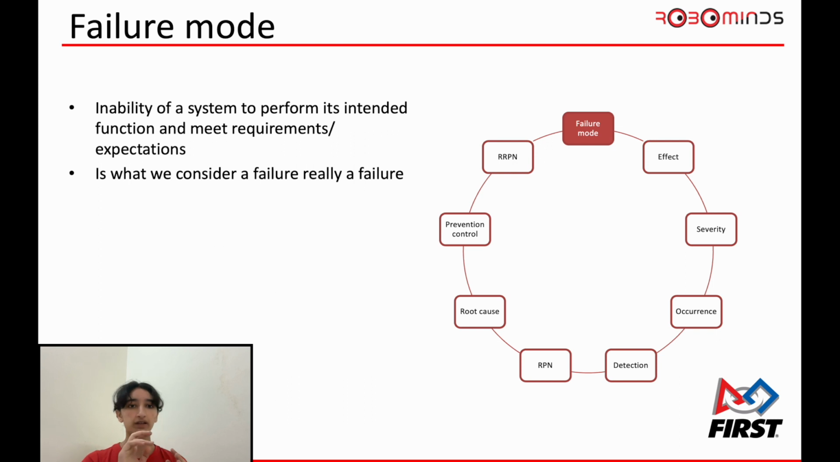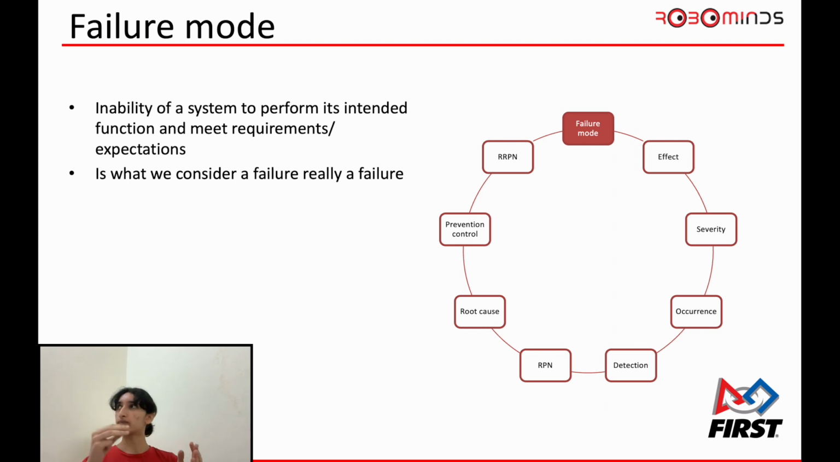So we have stages of FMEA. On your right, you can see them. The first is the failure mode. So what is a failure? A failure is the inability of a system to perform its intended function and meet the requirements or expectations. For instance, you expect the robot on a playing field to move around the playing field, but the robot falls over and topples. So it doesn't live up to the expectation. So we consider that a failure.